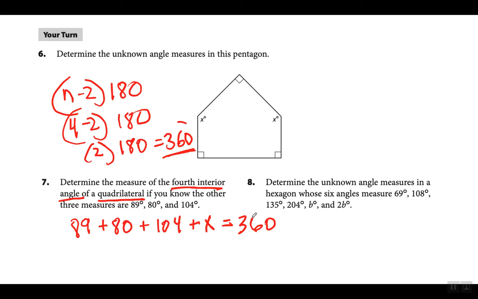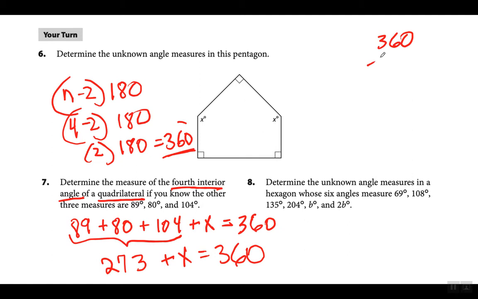Alright, so that's how I set up my equation. It should seem pretty easy to you guys. Now, first of all, add up these 3 numbers. When you add them up, you're going to get 273 plus x equals 360. Just making sure I added right, yeah. Okay, now just subtract 273 from 360 and that'll give you your answer. Resten 273 de 360 y eso te da la respuesta. X equals 87 degrees. Or the fourth angle is 87 degrees.